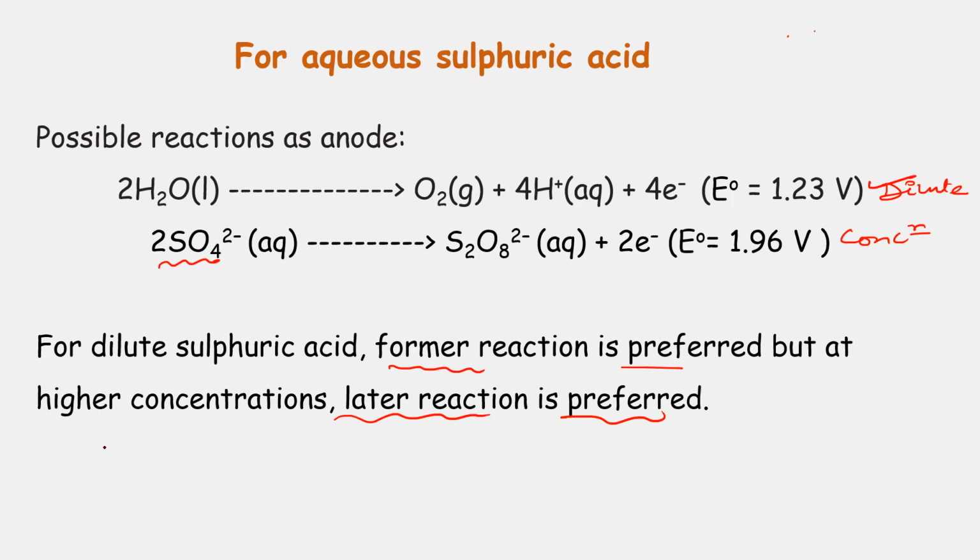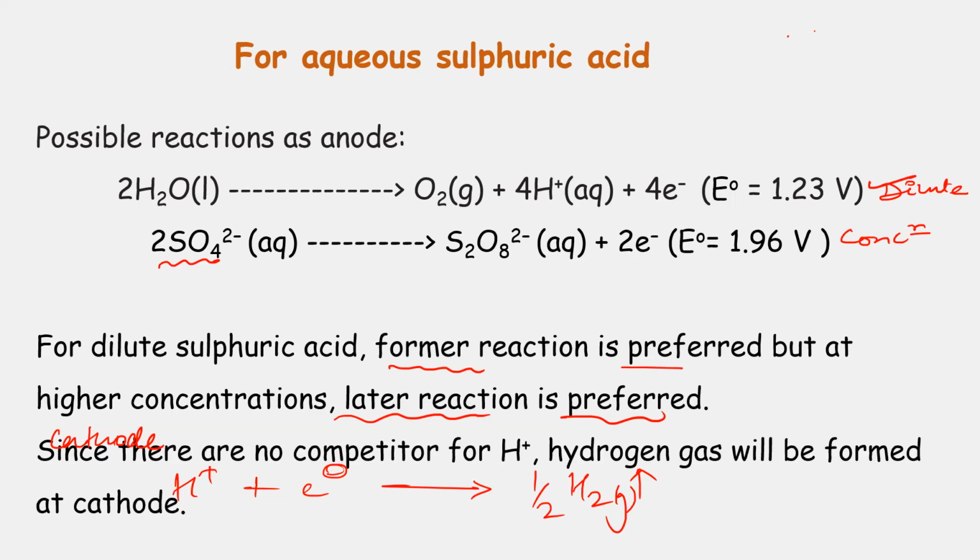But as far as the cathode is considered, there is only one species, that is H plus. It will eat up electrons and it will form what? Hydrogen gas. There is no other competitor here. And so this is for aqueous sulfuric acid. H plus, that is hydrogen gas, will be formed at the cathode.